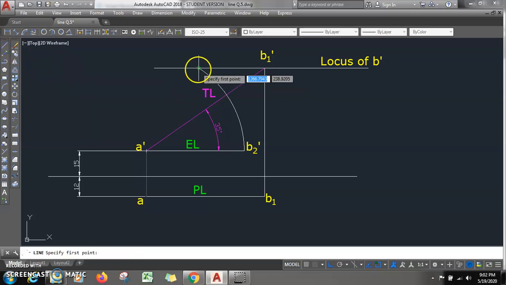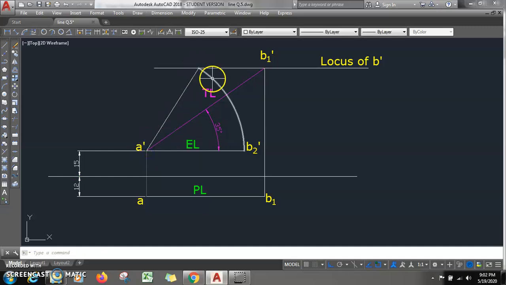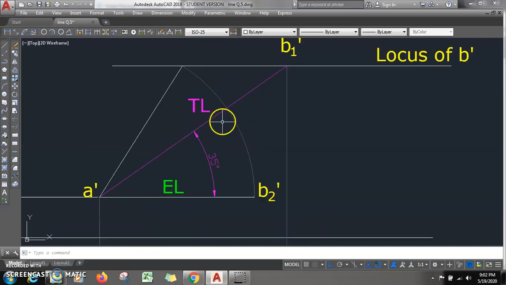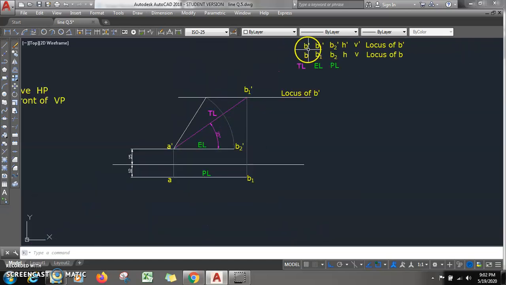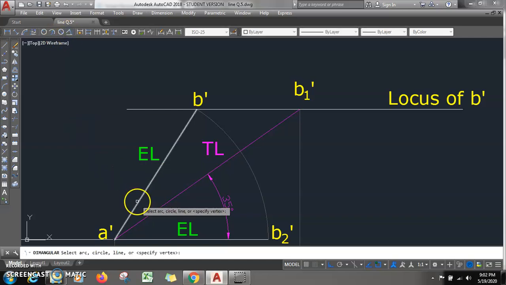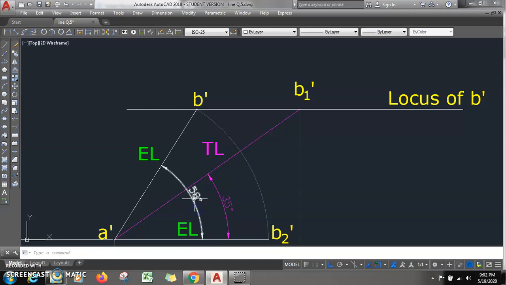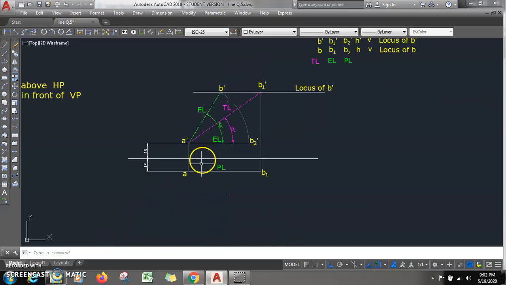So you see this is A dash, this point becomes B dash. These are projector lines, you see. So this point is B dash, and this length is the elevation length, and the angle of this is found to be alpha. The angle is alpha. This I will show by a different color. So this is my front view.